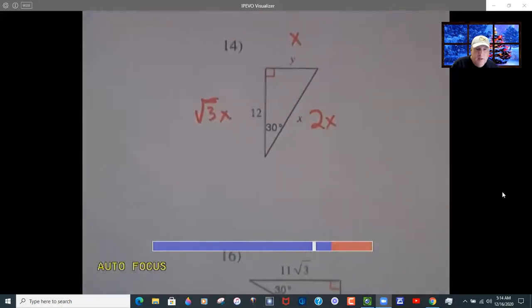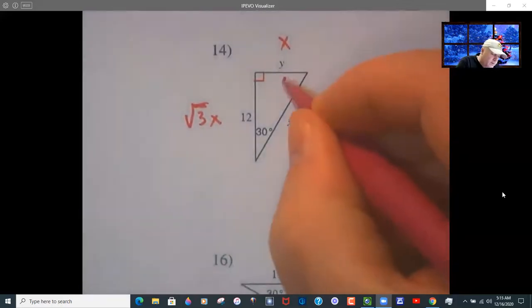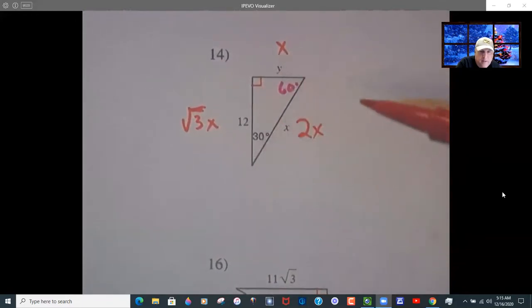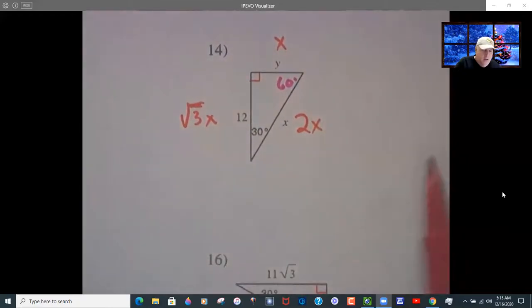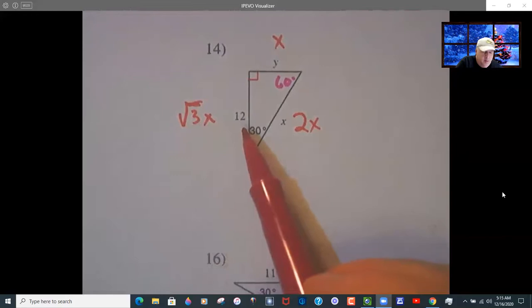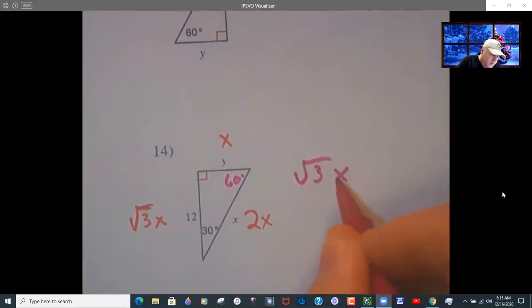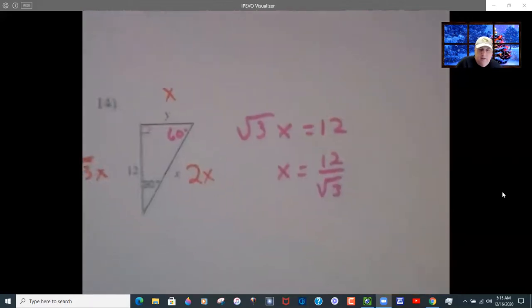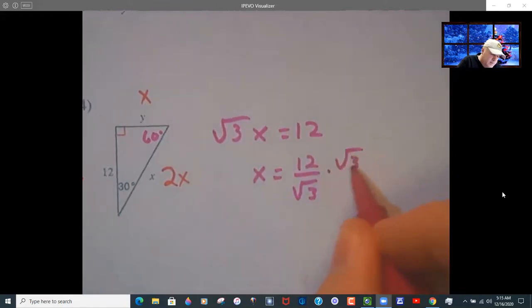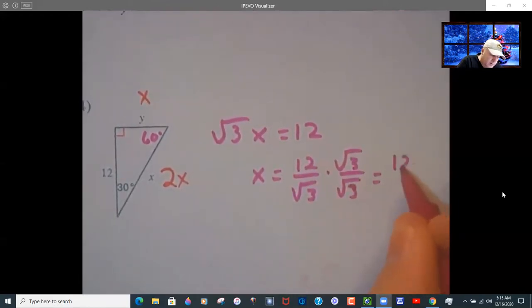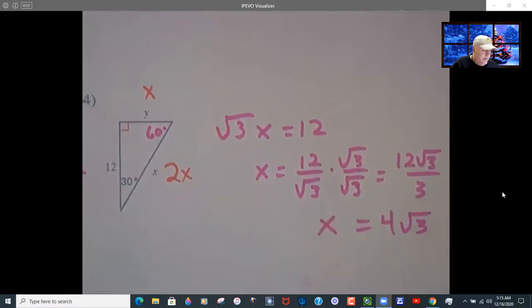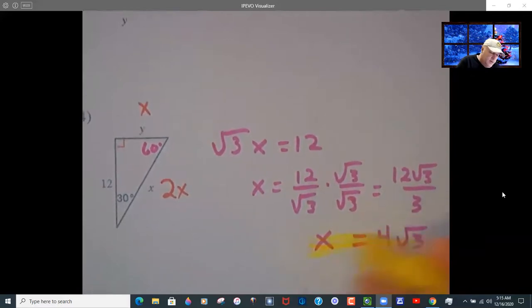All right, here's another one. So we got to verify it's 30, 60, 90. So 2X is the hypotenuse, X is opposite the angle of 30, and then the square root of 3X. Here's where we have the number. So we have the square root of 3X equals 12. So X is 12 divided by the square root of 3. Here we go again, we have to rationalize the denominator by multiplying by the denominator, so 4 times the square root of 3 is what X is. And I'll highlight that again. So then from there, you just use it.